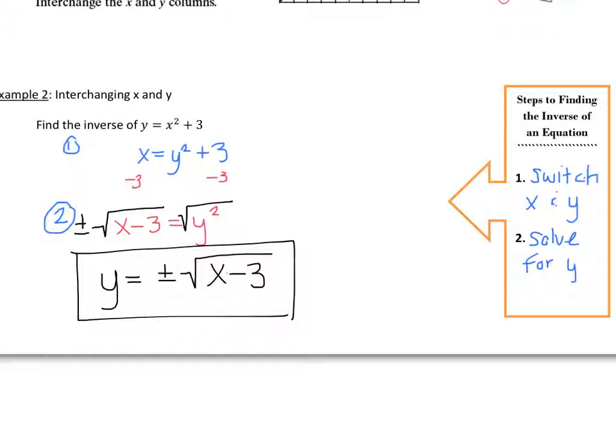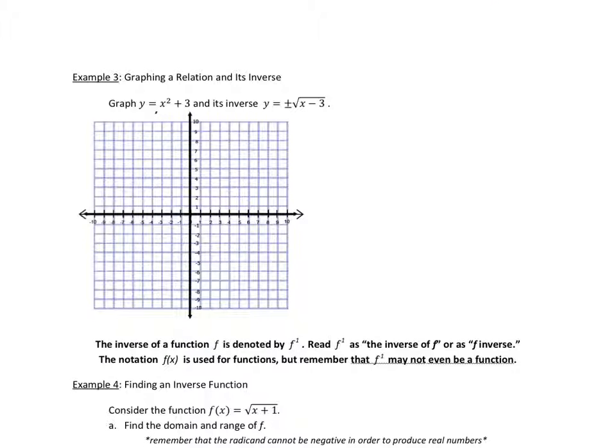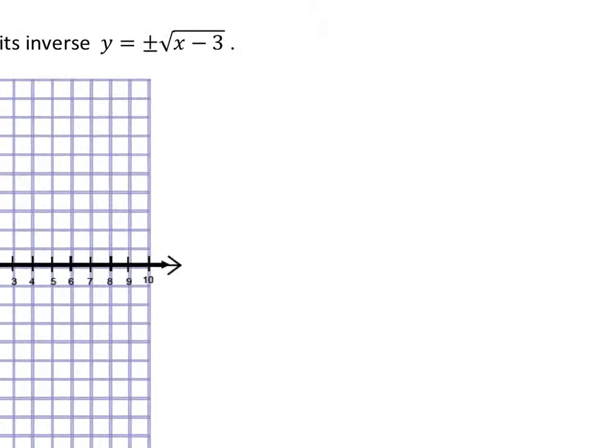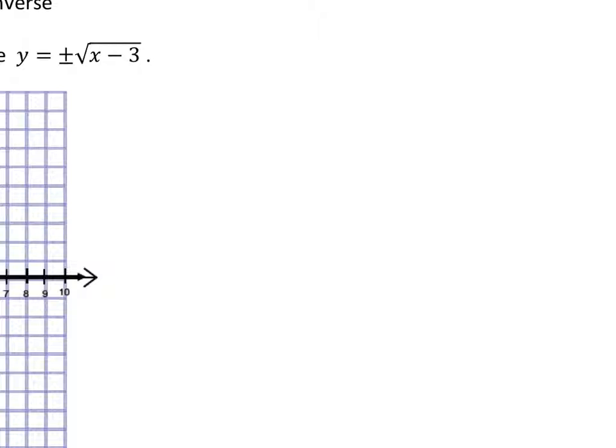On the back, we are going to graph these. All right, so the original was y equals x squared plus 3, and the inverse, y equals plus or minus square root of x minus 3. So I'm going to start with the less complicated one. I'm going to start with x squared plus 3. And I'm going to do it without a calculator, because I can and so can you.